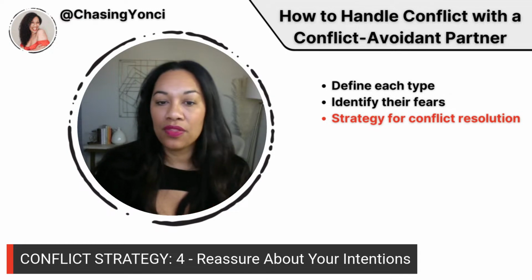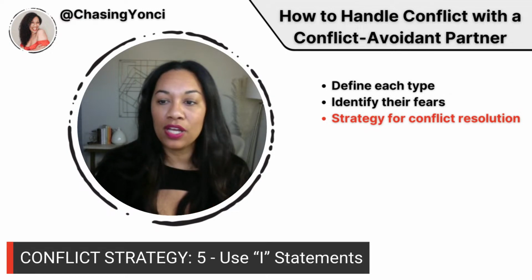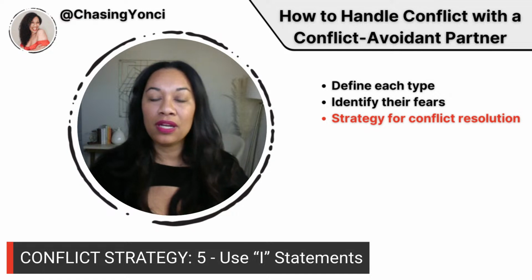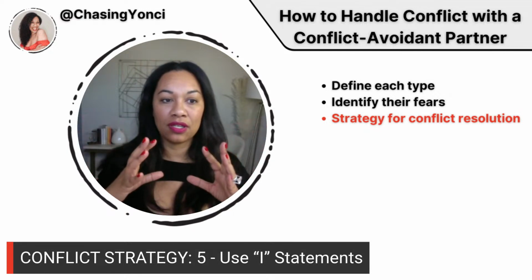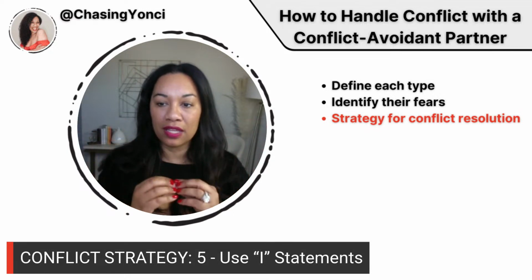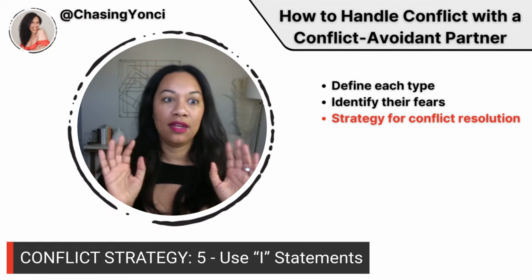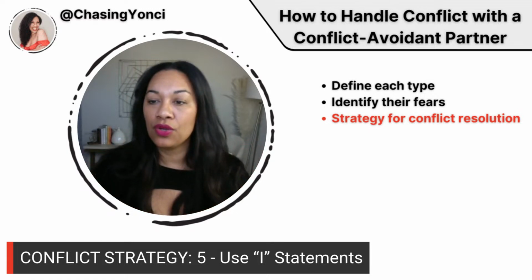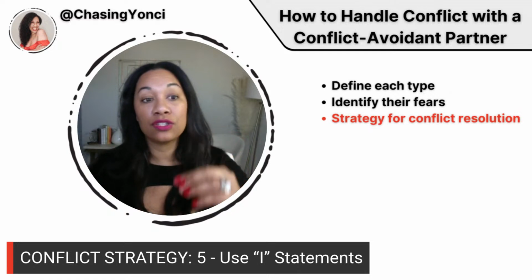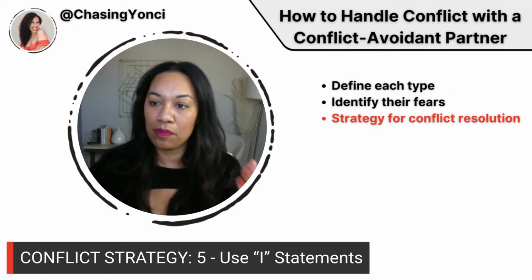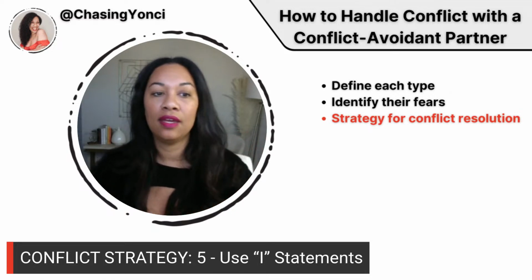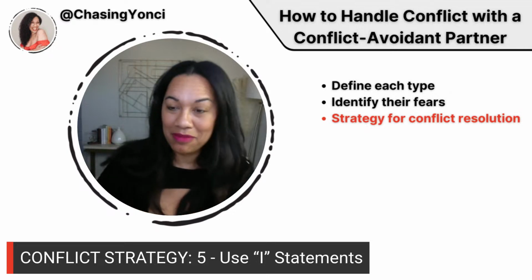Okay, so the next strategy, number 5, you want to use I statements. You want to use language that centers the information about your feelings instead of the accusations, right? You don't want them to feel like they're in a court of law and they're going to have to defend themselves. So you want to express what your concern is, but without placing blame or pressure. So you might say, okay, well, what does that look like? What are some examples? Well, I've written them down for you.